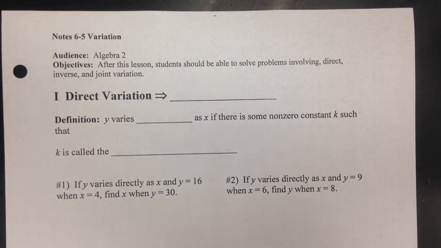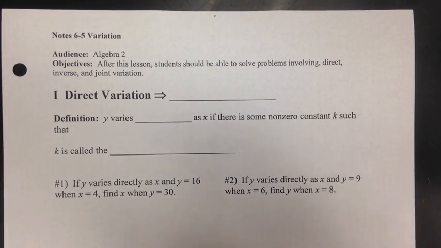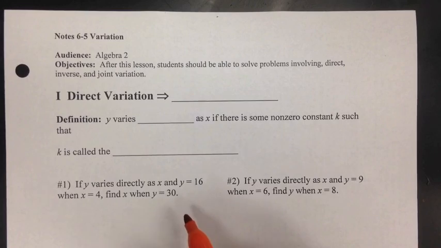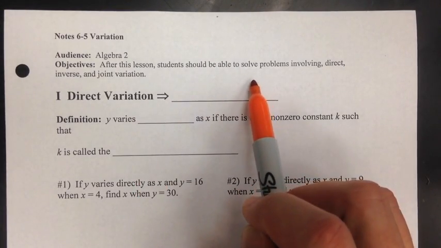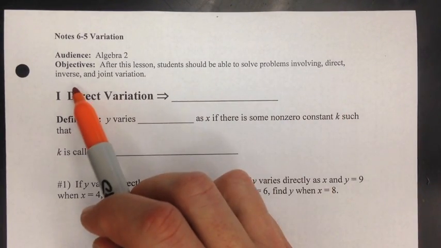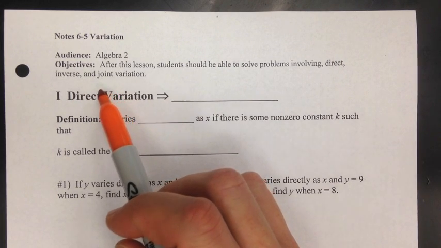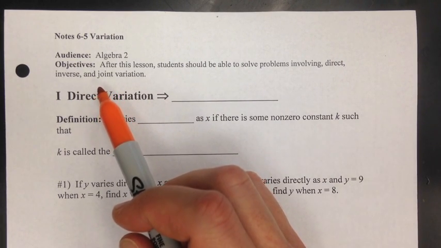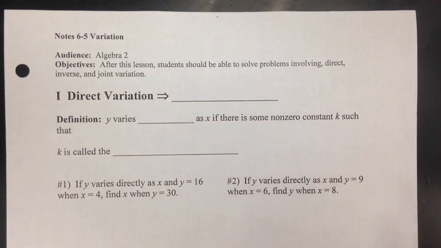Okay, now that you process that, our goal, this is actually a review of some Algebra 1 concepts because we're going to be solving problems involving direct, inverse, and joint variation. You've done direct and inverse back in Algebra 1, now we're going to talk about joint variation.